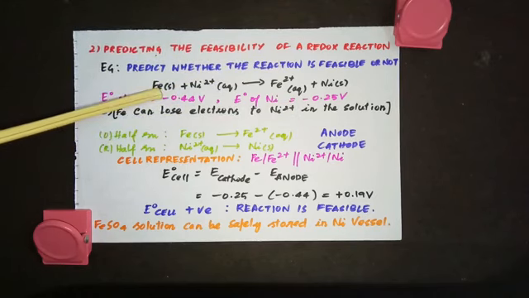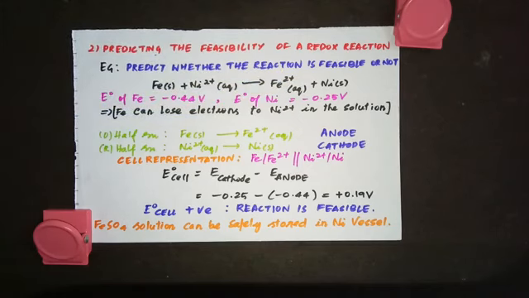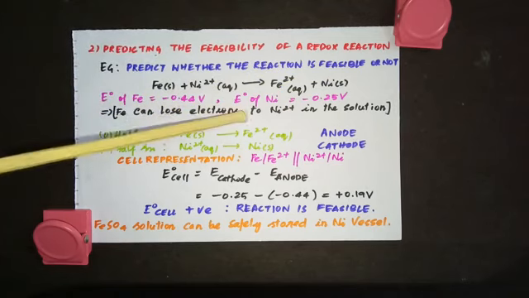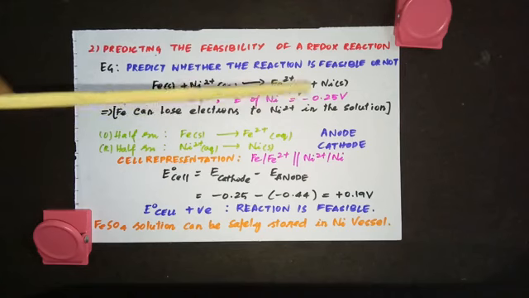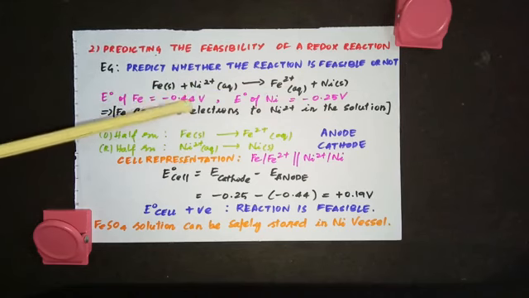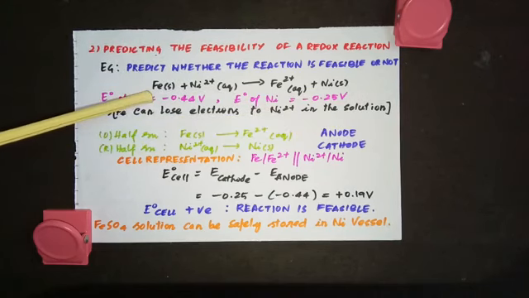They have given you a reaction: Fe(s) + Ni2+(aq) giving Fe2+ + Ni(s), and they have given the E naught value of iron as minus 0.44 volt and of nickel as minus 0.25 volt. These two values indicate who can lose electrons easily, which means who can undergo oxidation easily: the lesser value, the more negative value. Comparatively, Fe has the more negative value, so Fe can lose electrons to Ni2+ in the solution. Fe has more tendency to lose electrons and nickel has more tendency to accept electrons.